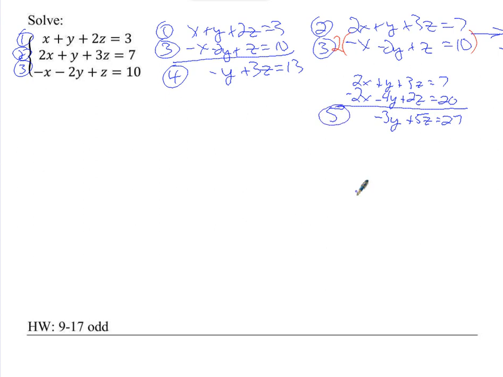Okay, so we have 4 and 5. What do we do now? Yep. Rewrite 4 and 5 as a system of equations on their own. So here's 4 and 5. 4 is negative y plus 3z equals 13. And then 5 is negative 3y plus 5z equals 27. Now what?